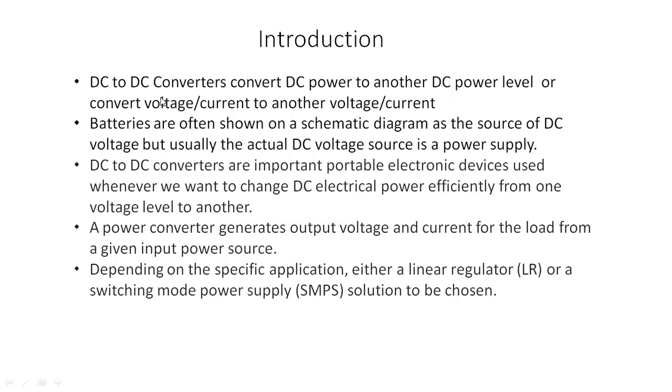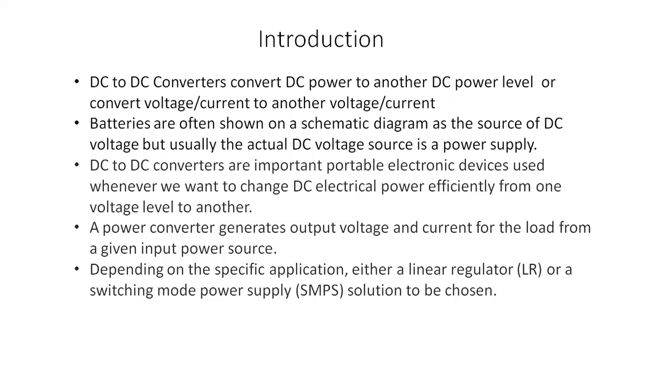So if you see batteries we are using, these batteries will show in the schematic diagram as the source of DC voltage. But usually if you see, we are saying a DC voltage source is nothing but a power supply. So DC to DC converters are important in portable electronic devices, which we can use whenever we want to change the DC power, that will be voltage or that will be current, efficiently from one voltage level to another voltage level.